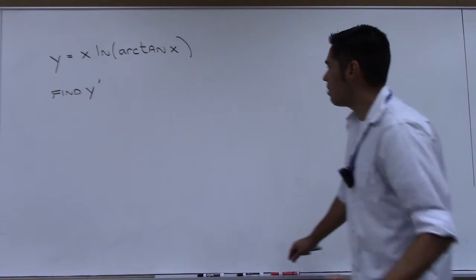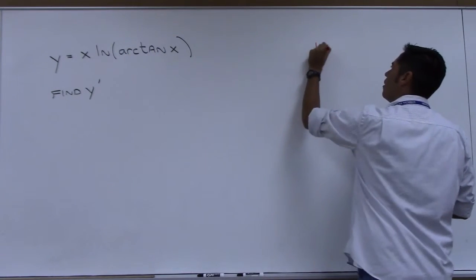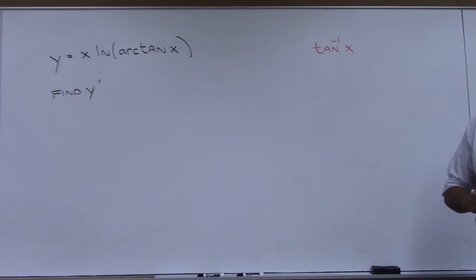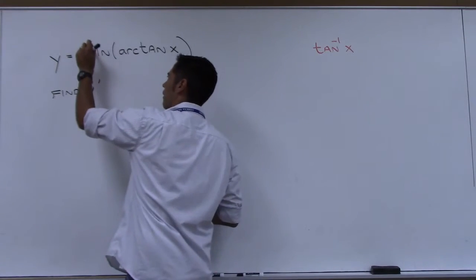I'm using the alternative notation for this right here. That could have been written this way. Same notation, so just make sure you're aware of that. So what are we going to do here to get this derivative? What do you have going on? Product rule. Good. You've got a product right here.